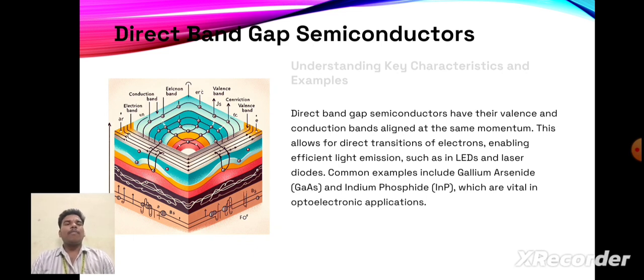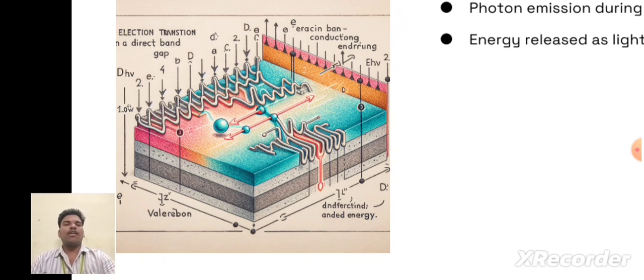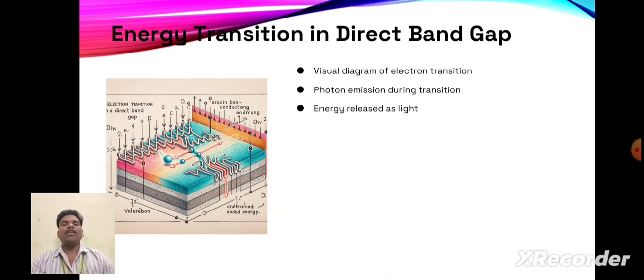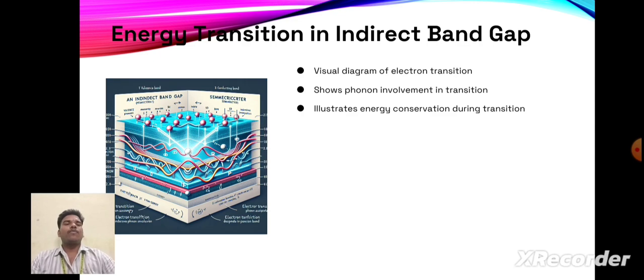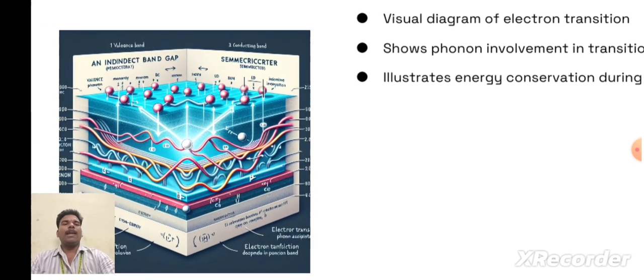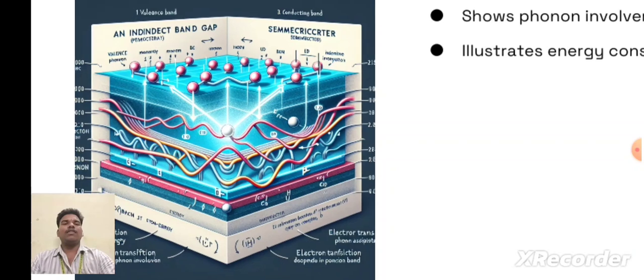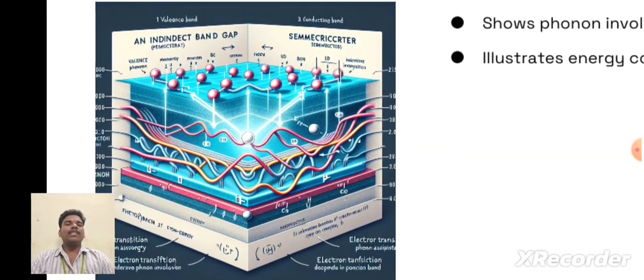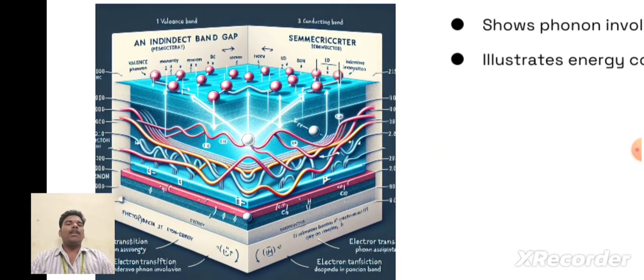In these direct band gap semiconductors, the electrons in the conduction band and the valence band have the same momentum, whereas in the indirect band gap there will be different momentum. And here is the visual diagram of the electronic transition of indirect band gap semiconductors. Here we can see that the electrons are aligned in the same proportion, but they have a different momentum, as we see from the red lines and the green lines in the diagram.